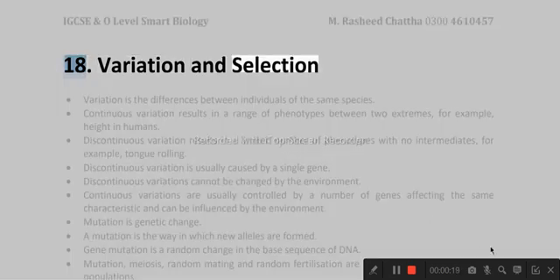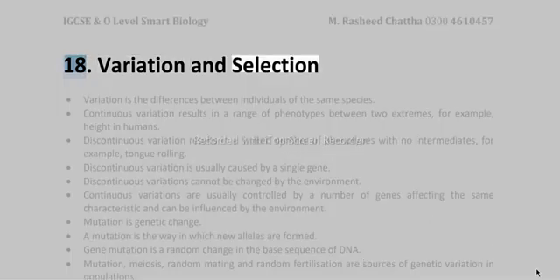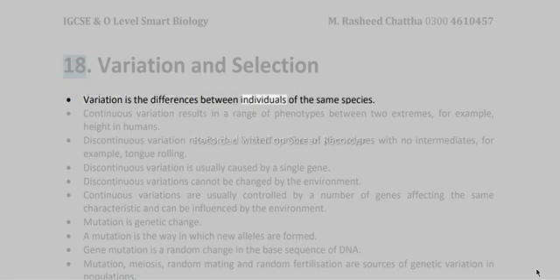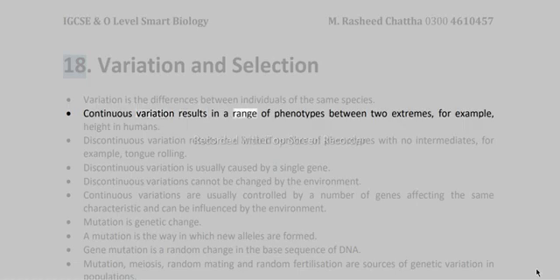18. Variation and selection. Variation: differences between individuals of the same species. Continuous variation results in a range of phenotypes between two extremes, for example, height in humans.